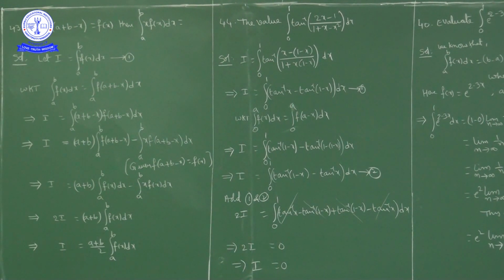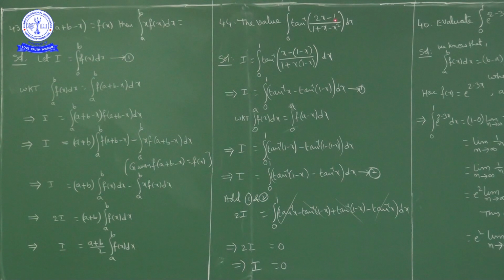Next question. The value of integral 0 to 1 tan inverse of 2x minus 1 upon 1 plus x minus x square dx. Evaluate, find the value of this integral. Now observe here, I is equal to integral 0 to 1 tan inverse of 2x minus 1. 2x minus 1 I will write as x minus of 1 minus x. So minus of minus plus x only, x plus x is 2x minus 1. Denominator, I'll take x common, so x into 1 minus x.